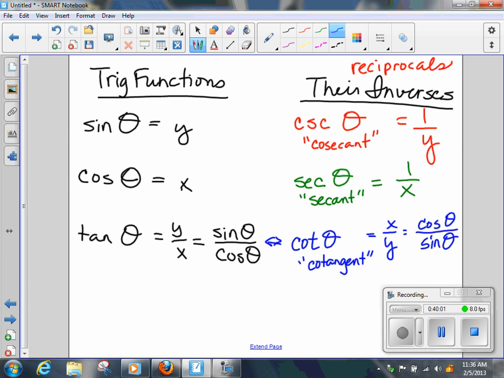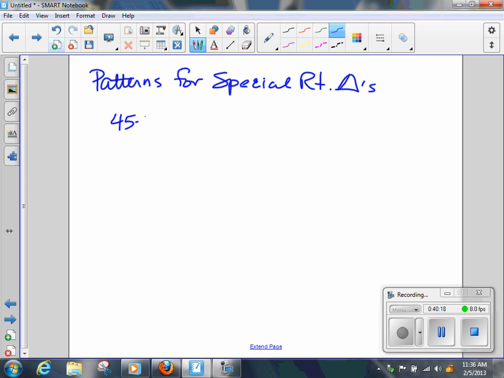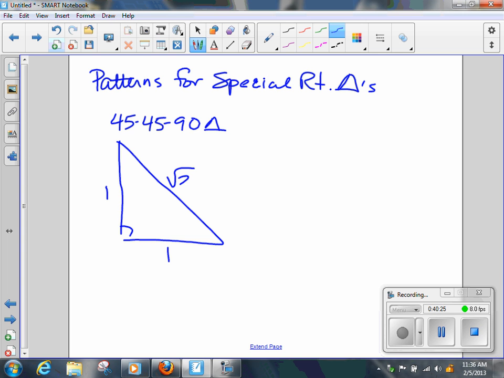How are we going to use it? Here we go. I want you just to remember the patterns for the special right triangles, and folks, this is already in your notes, but the 45, 45, 90 triangle, which looks like this, is 1, 1, square root 2. You ought to know that pattern. You ought to know it.